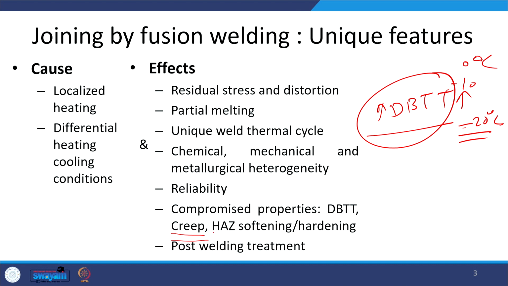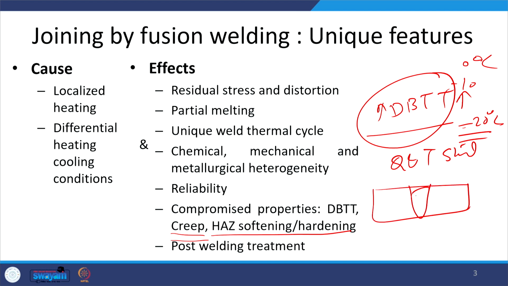Then softening and hardening can also occur, like in certain steels, Q&T steels, meaning quenched and tempered steels. If we study the hardness profile across the weld joint, we may come across a situation where the weld hardness may be high like this, but the hardness of the HAZ is compromised. This drop in hardness of the HAZ is attributed to over tempering in the case of Q&T steels, but hardening will take place in the weld zone, primarily due to the austenite to martensitic transformation, even in the Q&T steels.